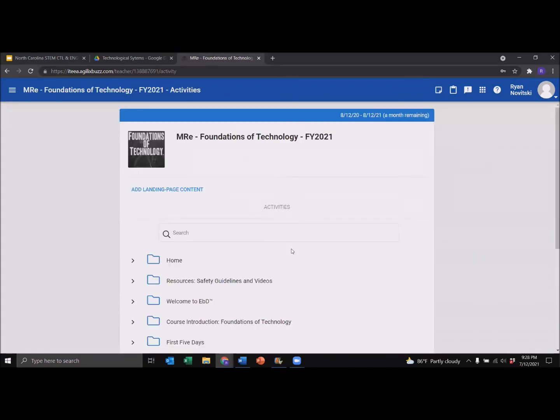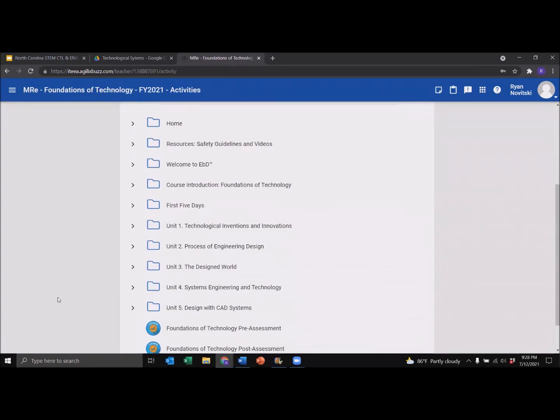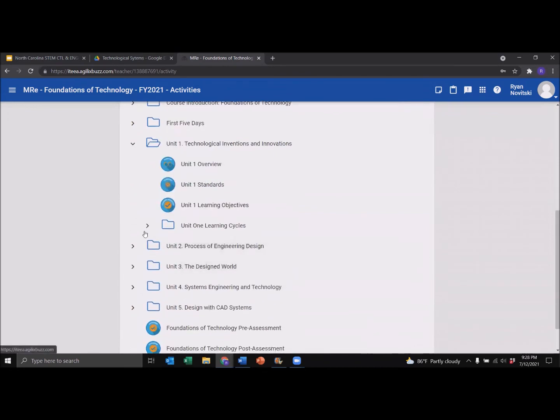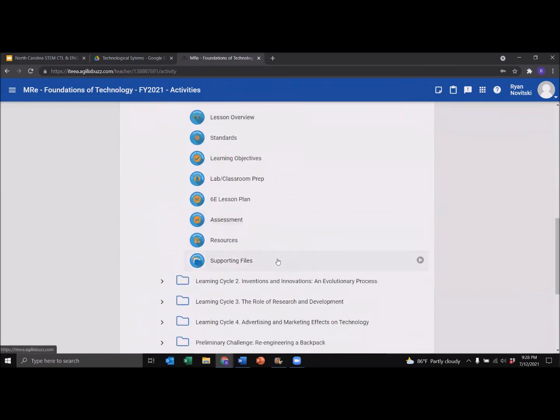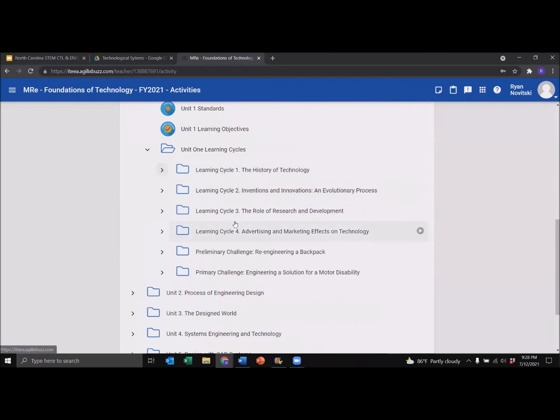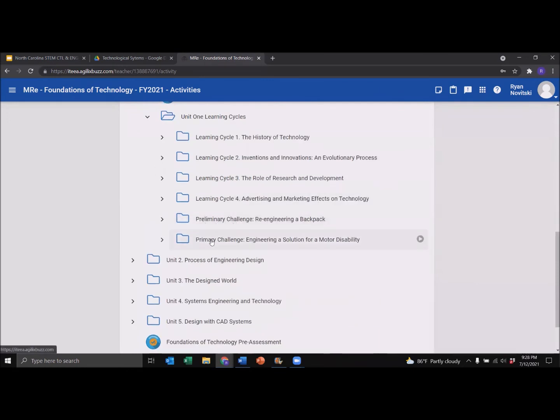For instance, again, this is a high school course I'm showing now, but I want to show what's going to be different for the new Inventions and Innovations. They are going to have preliminary challenges and primary challenges added into the content. So a preliminary challenge will be in KSB 1 for Inventions and Innovations. A primary challenge will be in KSB 1 for Inventions and Innovations as well.